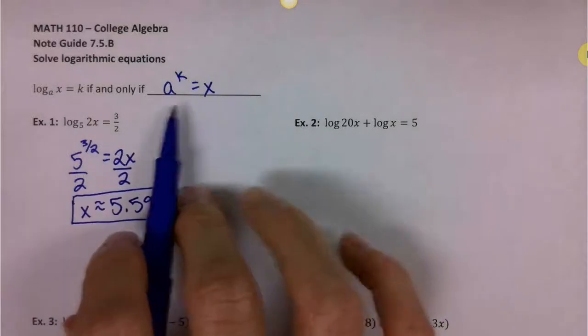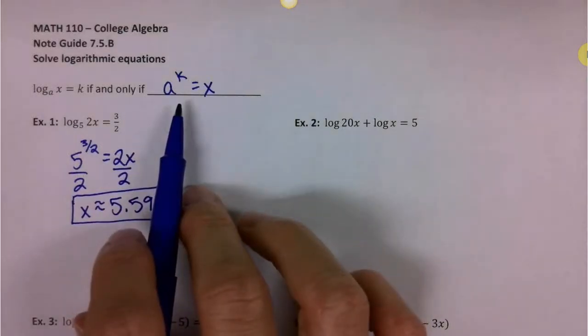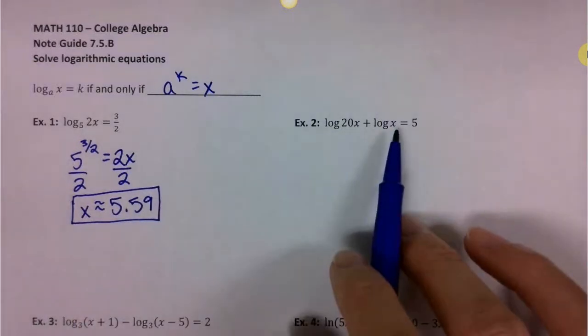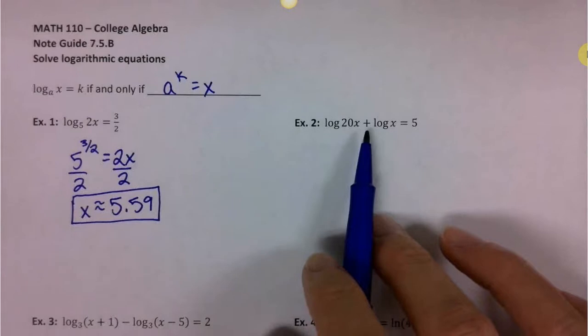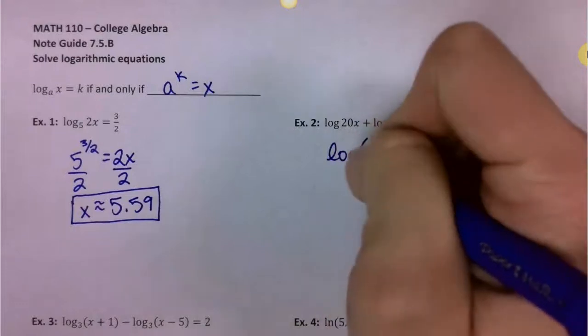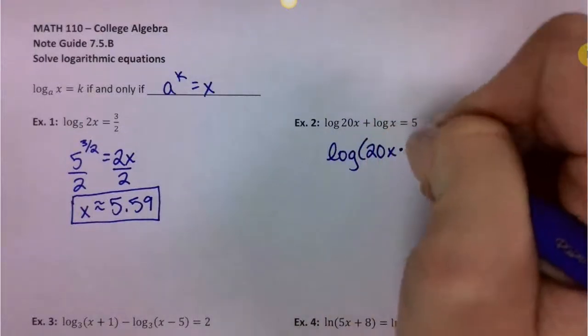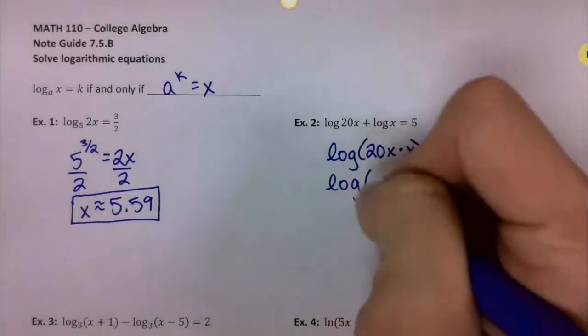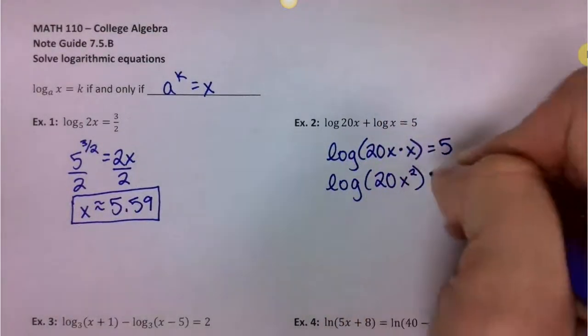But now, in order to use this definition of logarithm, we first need to make sure that we have just a single logarithm on one side of the equal sign. And notice in example 2, we've actually got 2 logs separated by an addition. So this is where another one of our properties is going to come in. We learned that an addition of logs can be turned into a multiplication inside of a single logarithm. So this is the same as the log of 20x times x is equal to 5, or the log of 20x squared is equal to 5.